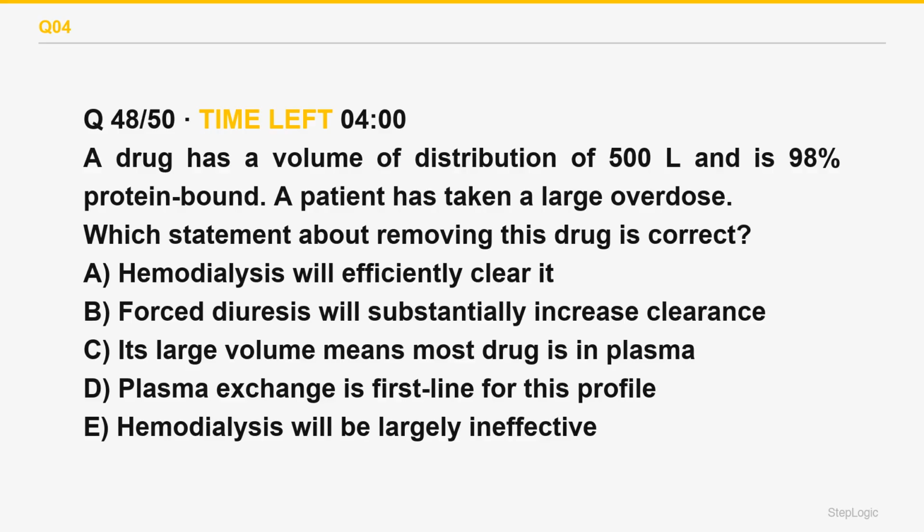Which statement about removing this drug is correct? A drug has a volume of distribution of 500 L and is 98% protein bound. A patient has taken a large overdose. Read the command. Which statement about removal is correct? 2. Pharmacokinetic parameters. Determine whether dialysis can help.